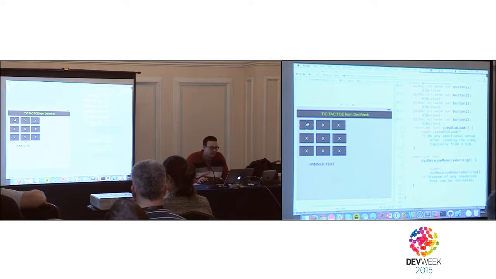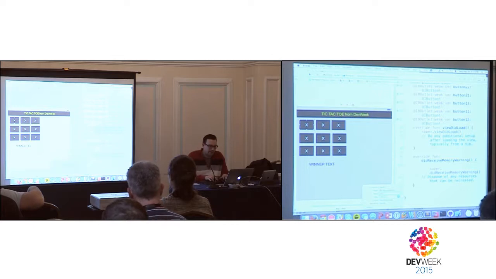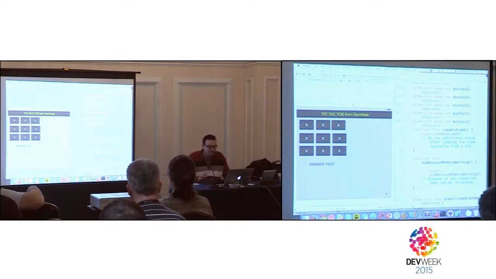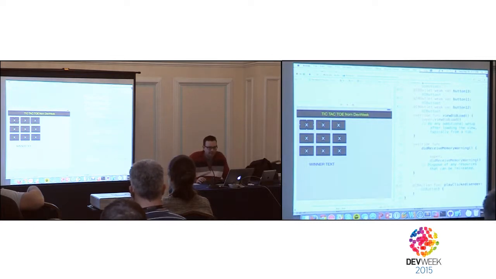So if I click one of these, I'll do the same thing, but instead of an outlet, I'll create an action. And I'll say I want this to be a button, not just any object, but a button. And this will be play clicked, okay? You can see a function. Notice up here the weak keyword, right? All right, so here's my function.